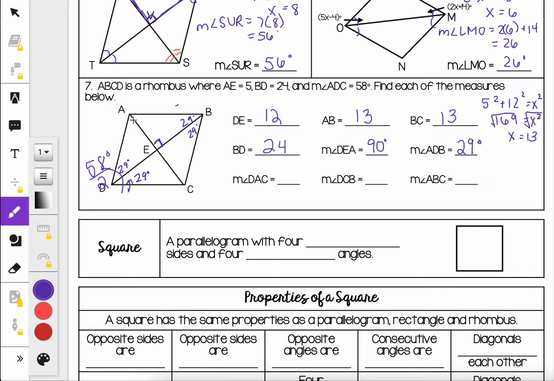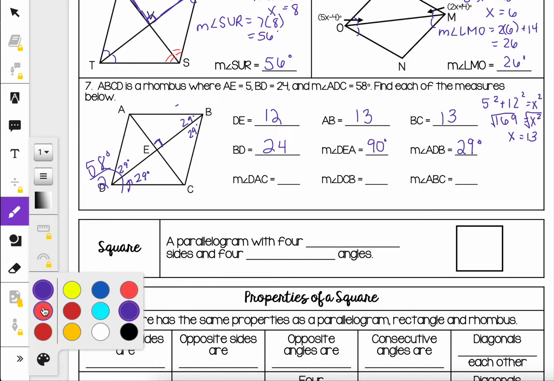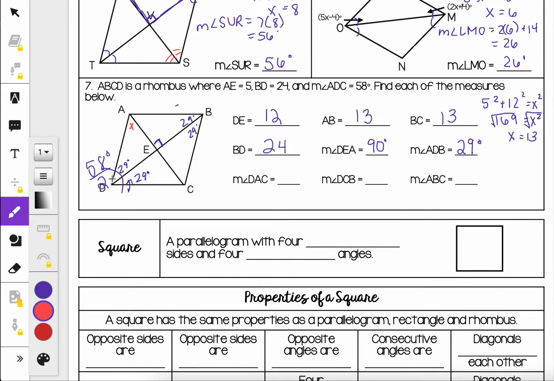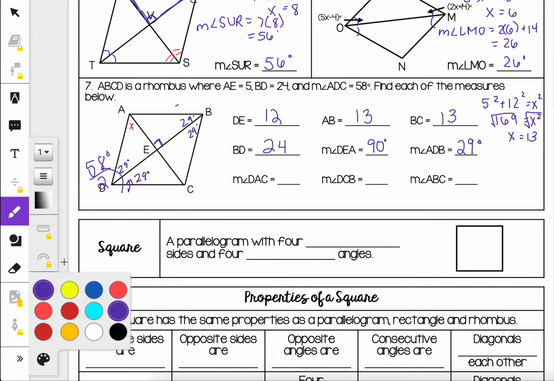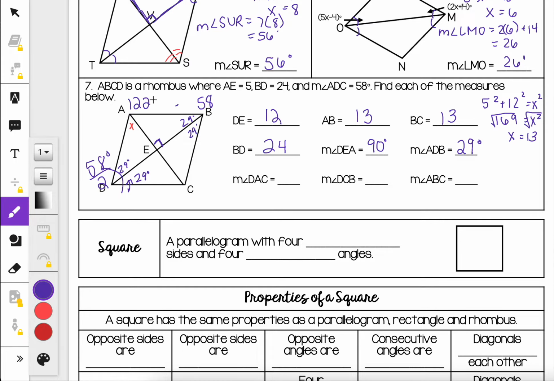Okay, now I want to find the measure of angle DAC next. So that's one right here. And what I can do is I can take this angle is 58, so I know this whole angle is going to be 58. So this angle DAB here is going to be 180 degrees minus 58 because these are supplementary angles. So I have 122 degrees, and half of that is going to be 61.